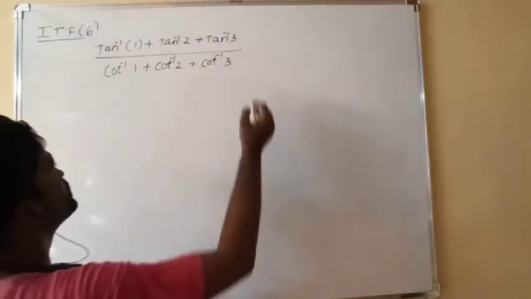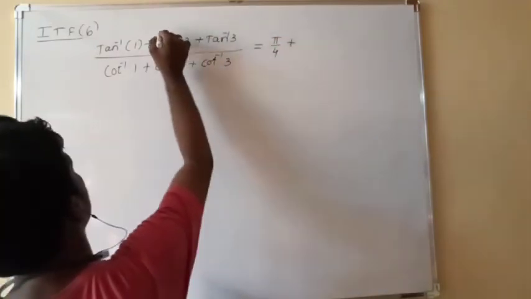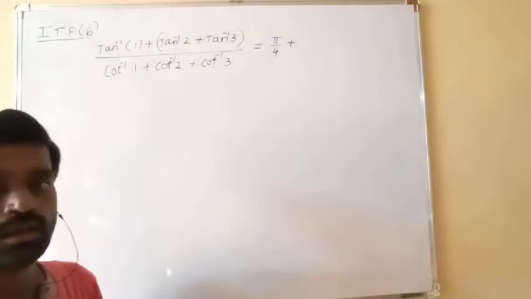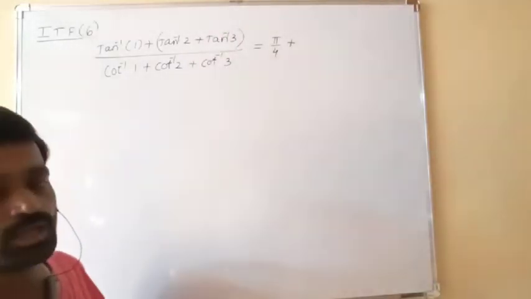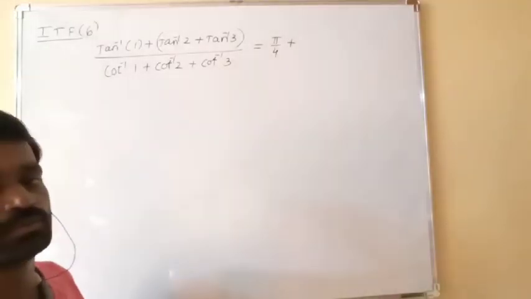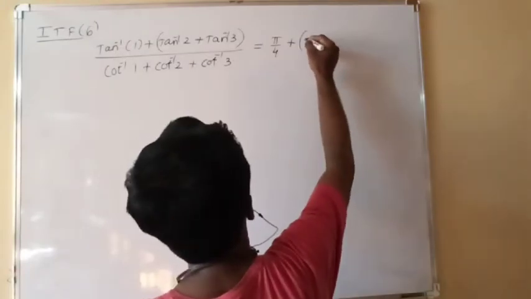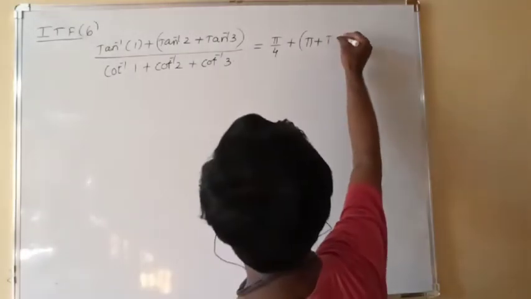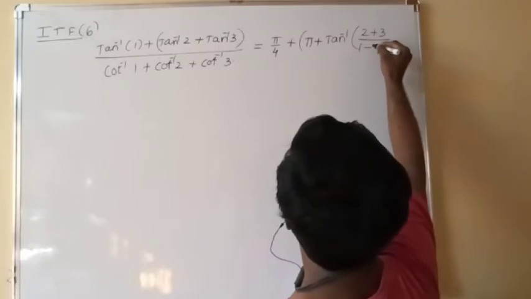Anyway, tan inverse 1 is pi by 4, plus, for tan inverse 2 plus tan inverse 3, you can use the tan inverse x plus tan inverse y formula. But here the x value is 2, the y value is 3, and xy = 6, which is more than 1. Then we can't use the first formula, we have to use the second formula. What is that second formula? Tan inverse x plus tan inverse y when xy is greater than 1 and x and y are positive is pi plus tan inverse of (x plus y) by (1 minus xy).